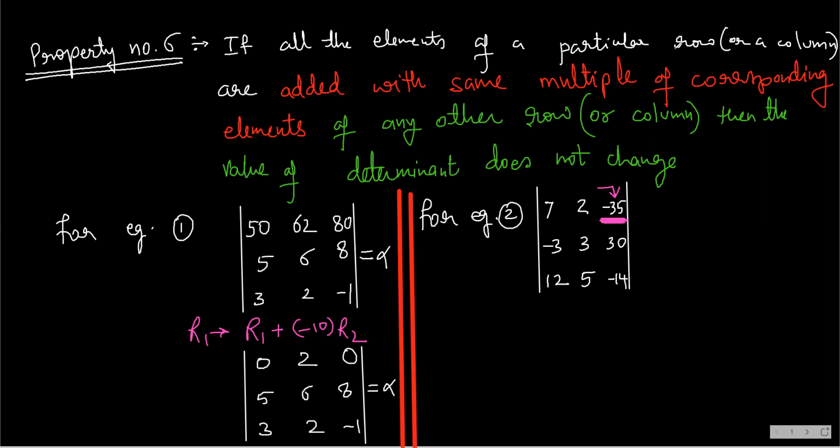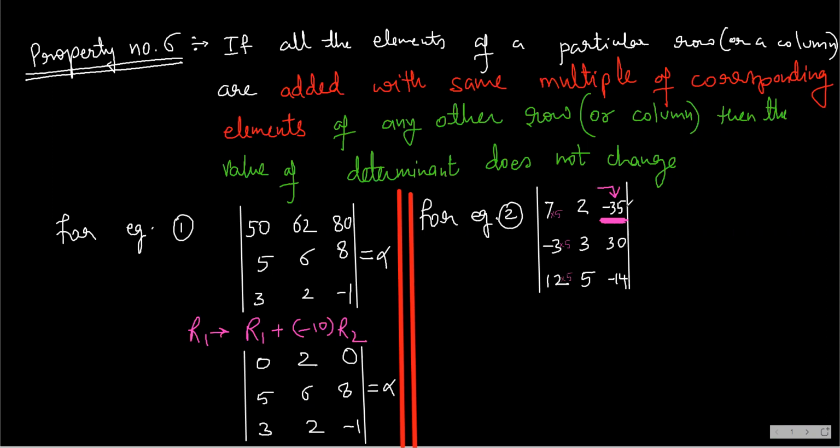Very simple. I will multiply 5 in the elements of column 1. See, multiply 7 into 5. And remember, if you multiply 7 into 5, you will also multiply minus 3 into 5 and 12 into 5. You cannot do it in just one element. You have to do it in all the elements of that column. Yes, whichever column you choose.